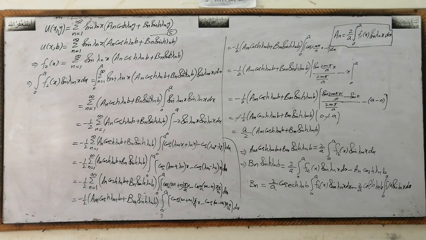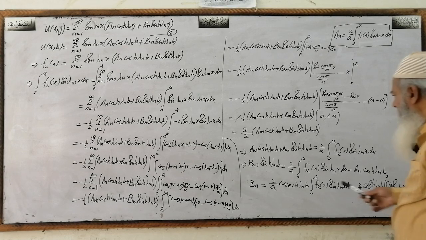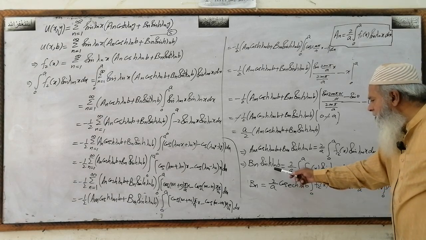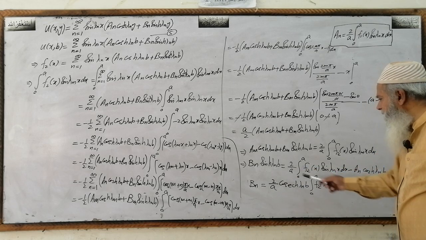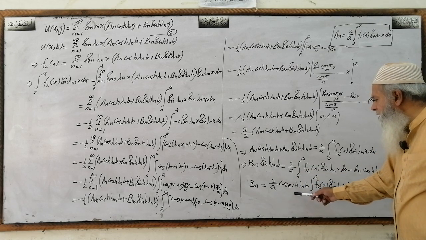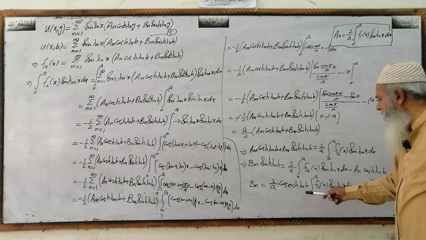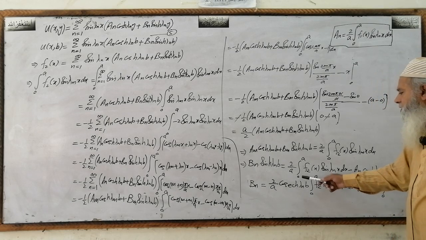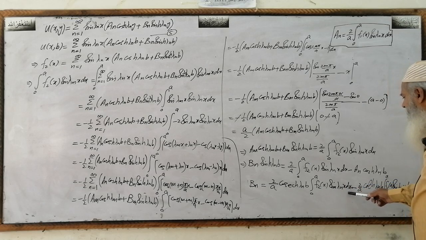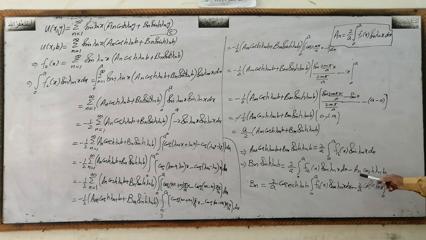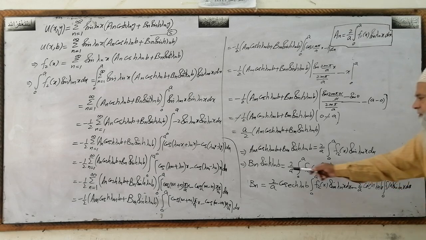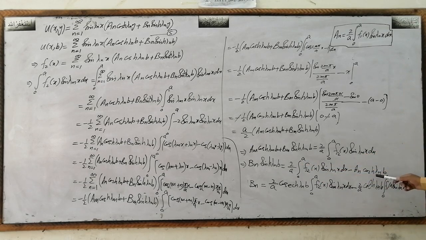Now once again I repeat for you. Look at the step. 2 over a remains as it is. When you take this sine hyperbolic lambda nb on the right hand side, this will be 1 over sine hyperbolic lambda nb. That becomes cosecant hyperbolic lambda nb. And integral 0 to a f2x sine lambda nx dx remains as it is. Now minus an, the value of an is 2 over a integral 0 to a f1x sine lambda nx dx. And obviously when you take this on the right hand side, this will become cos hyperbolic lambda nb divided by sine hyperbolic lambda nb. That becomes cot hyperbolic lambda nb.